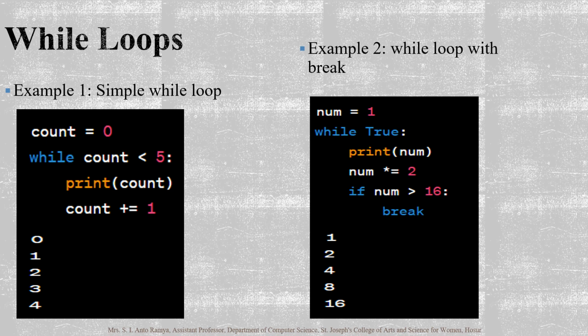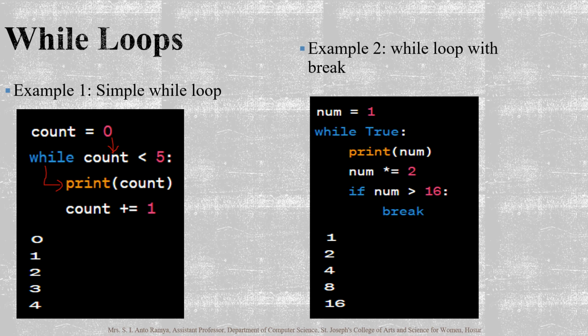The next one we are going to see is loops. While loop we are going to see here, through an example. Count is equal to 0, while count is less than 5. So substitute the value: 0 less than 5 is true, so come inside the block.